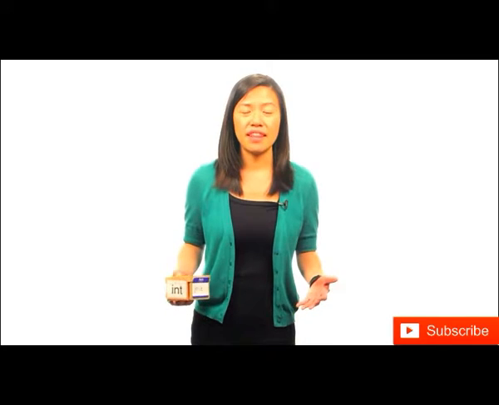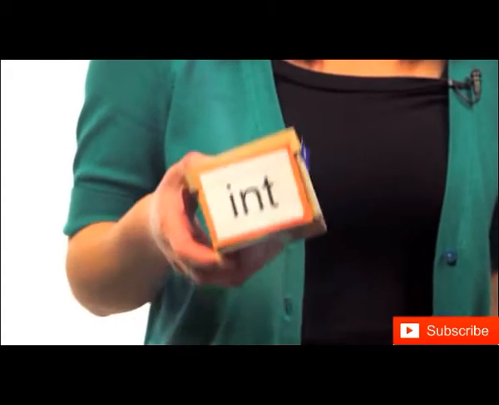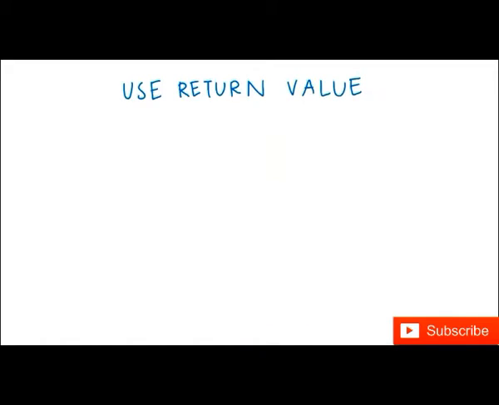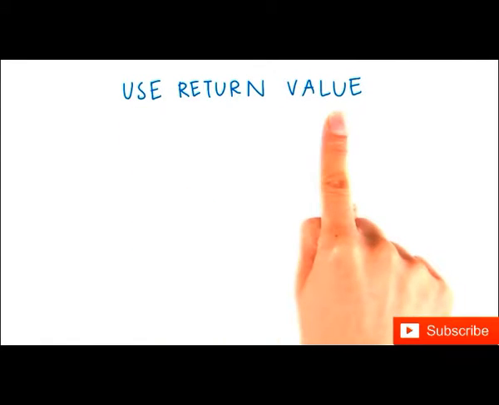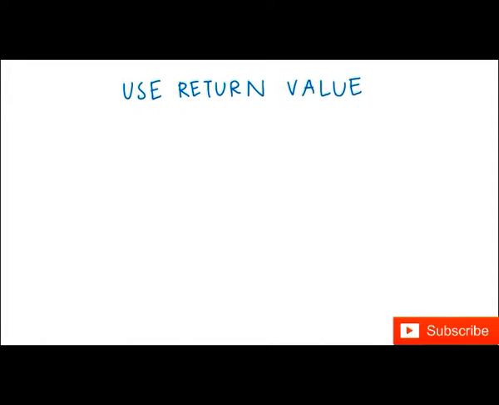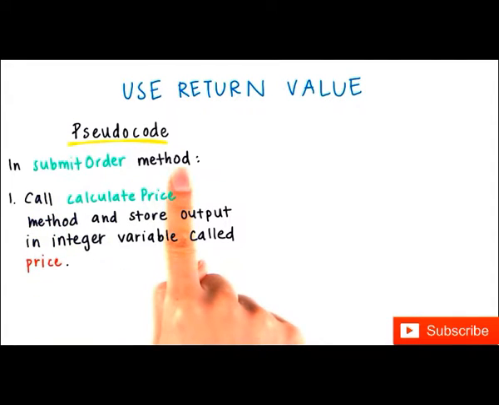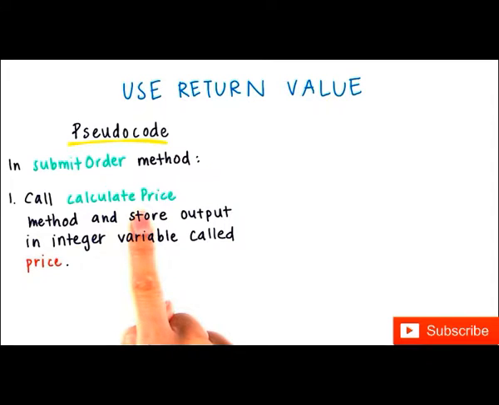Let's go back to the calculate price method. Once we call this method, it's going to return the total order price, and we can store this value inside this variable called price. Then we can display it on the screen. To integrate the calculate price method into our app, we're going to need to use return values. Let's look at the pseudocode first. Within the submit order method, we want to call the calculate price method.